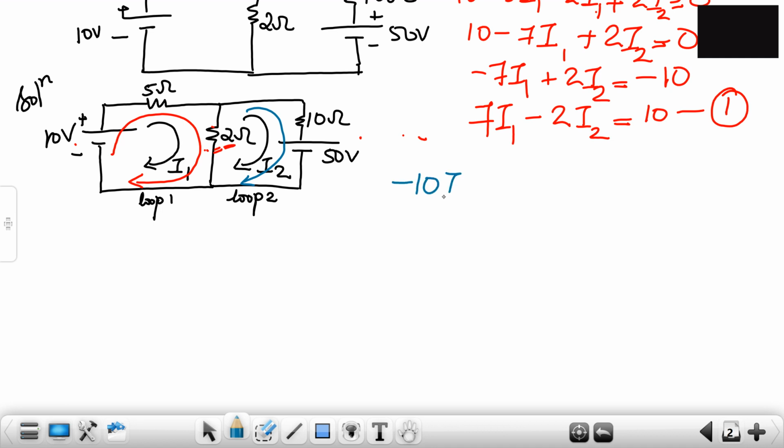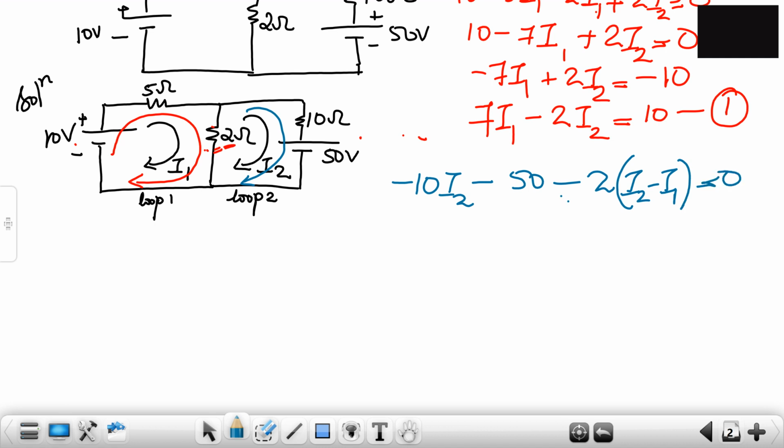minus 10 I2. Why are we taking minus 10 I2? In the direction of current, it is negative. So minus 10 I2 minus 50. Now minus 2 times I2 minus I1 is equal to 0.